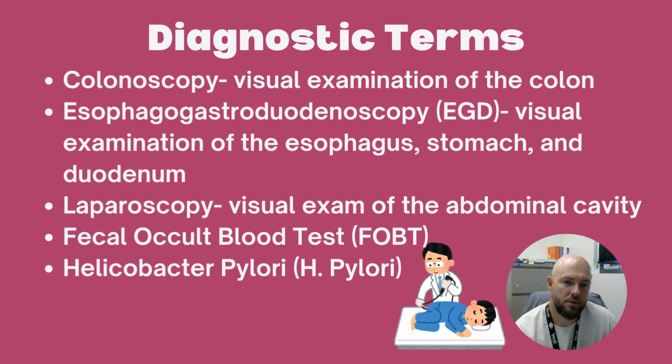Diagnostic terms continued. Colonoscopy is a visual examination of the colon using a camera. Esophagogastroduodenoscopy, more commonly referred to as an EGD. It's like an upper GI visual exam of the esophagus, the stomach, and the duodenum, so the first small intestine. Laparoscopy is visual examination of the abdominal cavity. Fecal occult blood test is a test for blood in your stool. Helicobacter pylori, or H. pylori test, is for a certain bacteria that can lead to peptic ulcers or ulcers in your stomach.